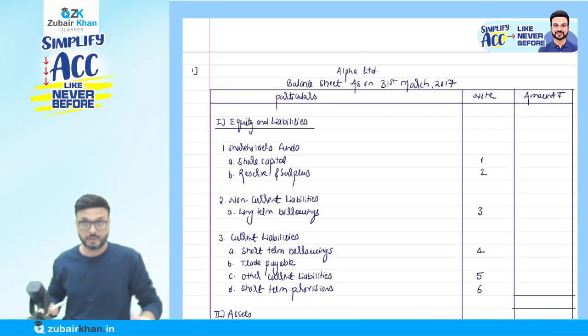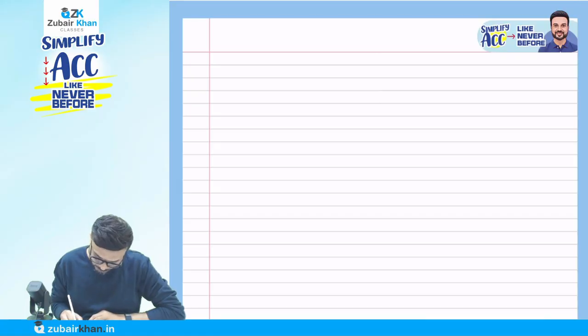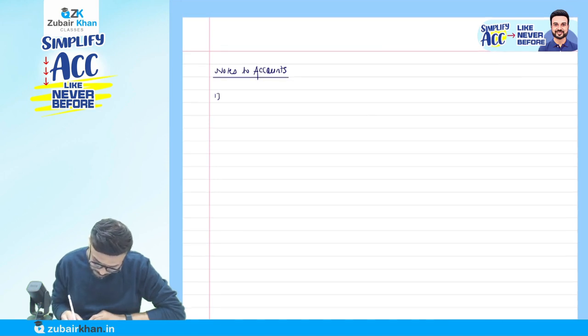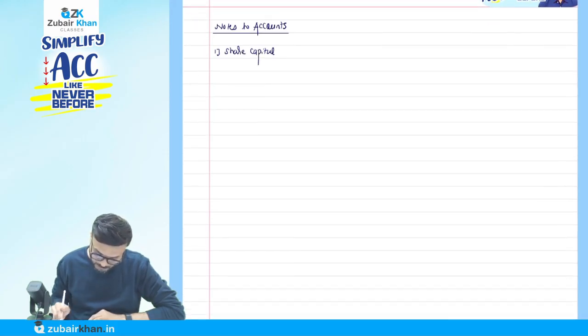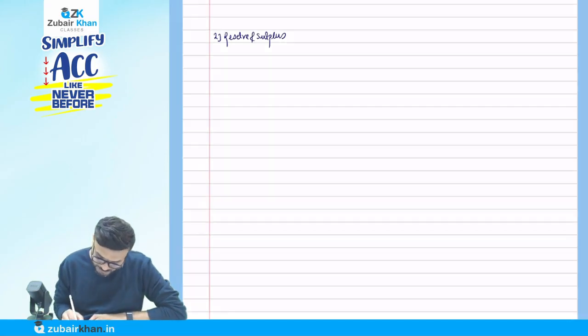Now below the balance sheet, we'll start writing down notes to account. Write down there notes to accounts. Number 1, share capital. Keep the space of 5 lines. Number 2, reserve and surplus. In reserve and surplus, always keep more space, 6, 7 lines, because there are more items and adjustments might be there. So keep this space of 5, 6 lines.